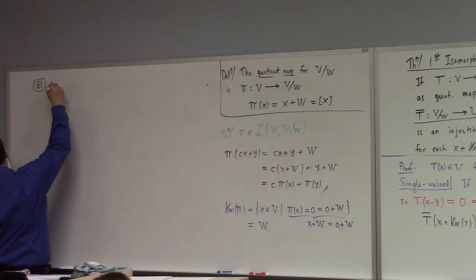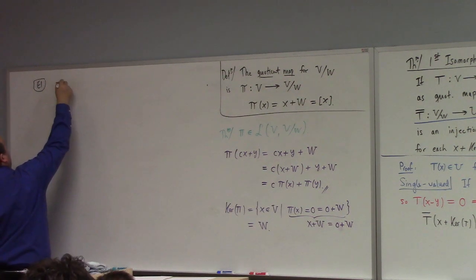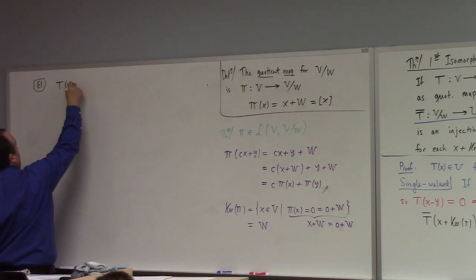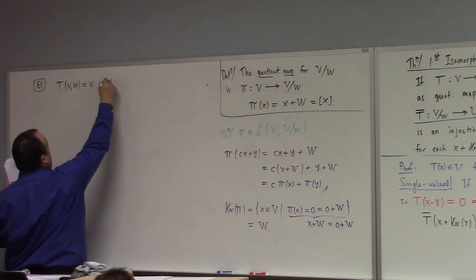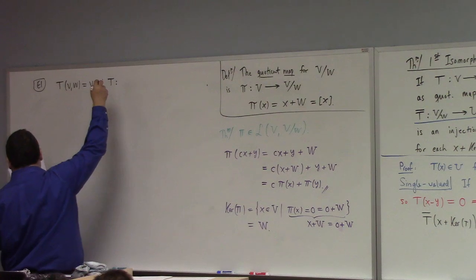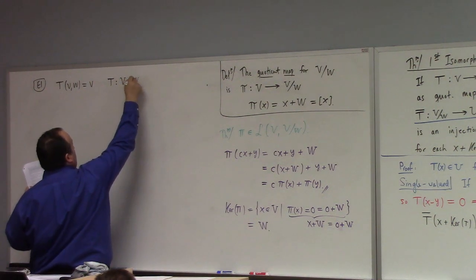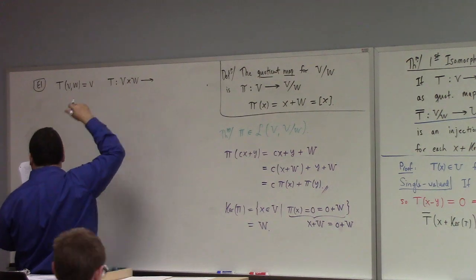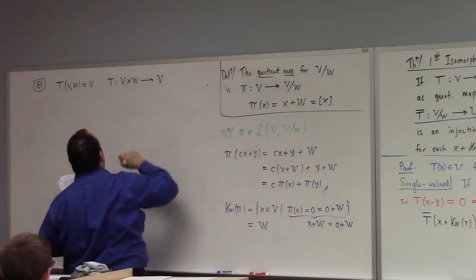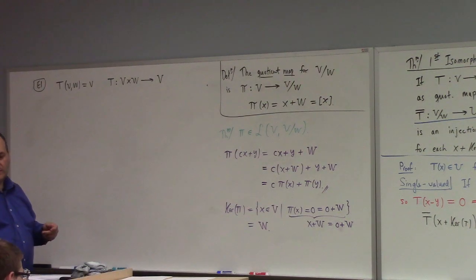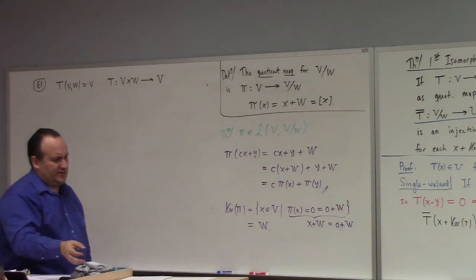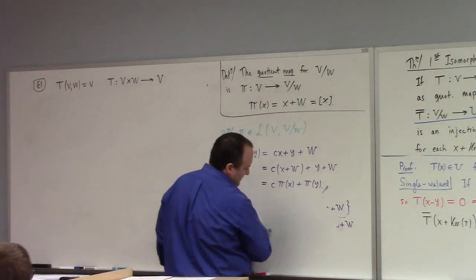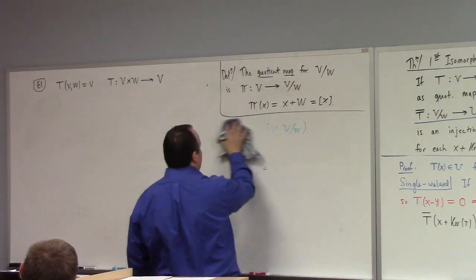So if we look at T of (v, w) equals v, here T is a linear mapping from V cross W into V, right? My claim, and you guys see if you think it's reasonable or not: what can you tell me about this map, T? What are its properties? It's definitely not injective, it's far from injective.